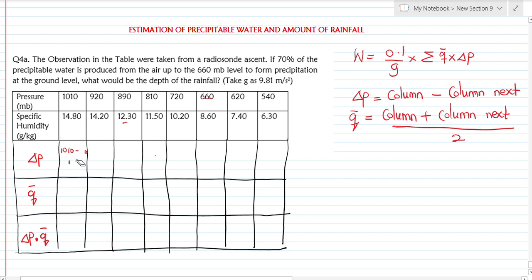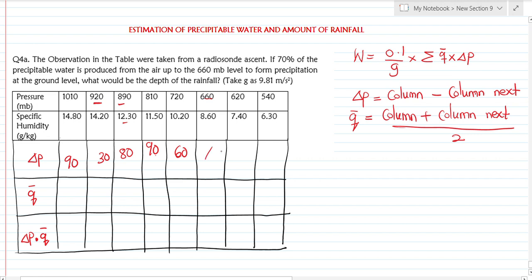1010 minus 920 will give us 90. When we come here, it's 920 minus 890, your column minus the next, so that is 30. The next is 890 minus 810, which is 80. Then 810 minus 720 is 90. Then 720 minus 660 is 60.